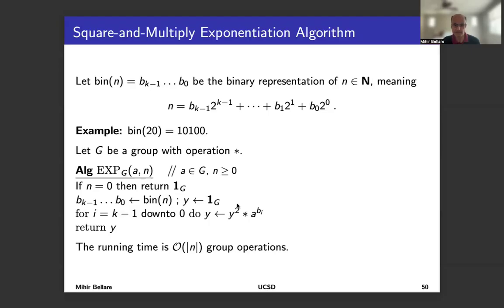But what we've achieved is quite a lot relative to our naive methods. This, in terms of cost, takes a number of group operations, meaning star, which is k, the k steps in the loop, and k is the number of bits in the binary representation of n. So remember that the bars around n denote the length of its binary expansion. So this is now a linear time algorithm and quite fast.